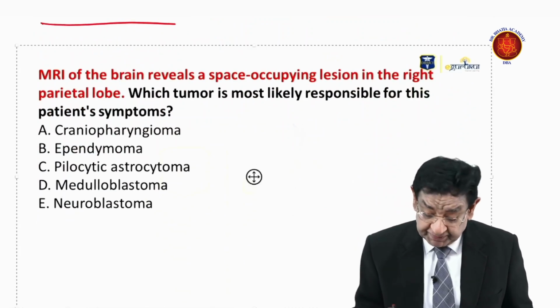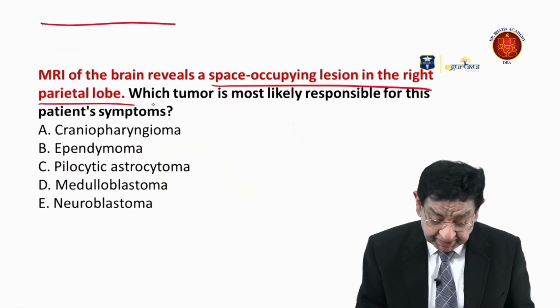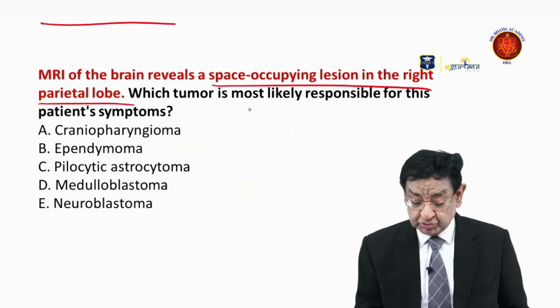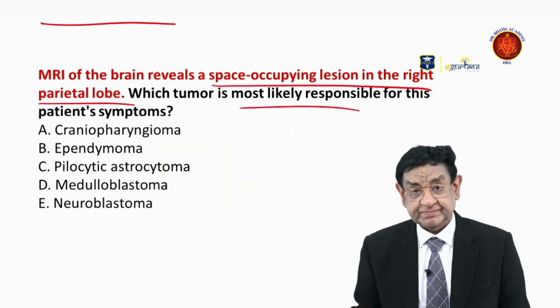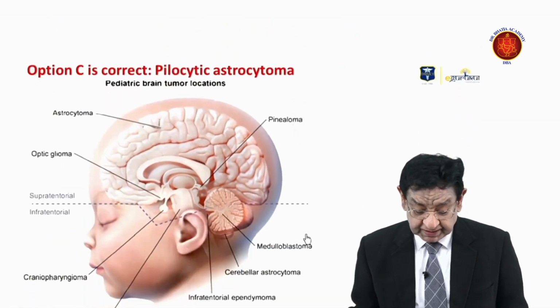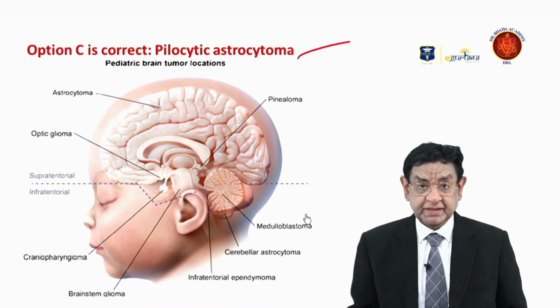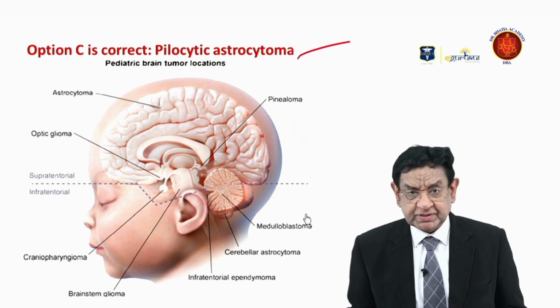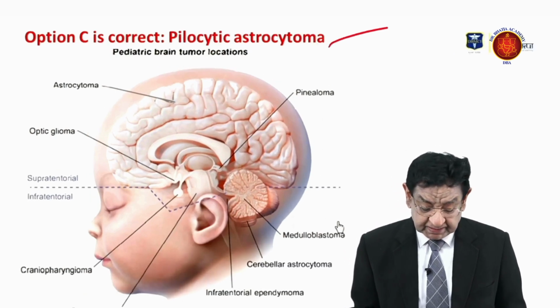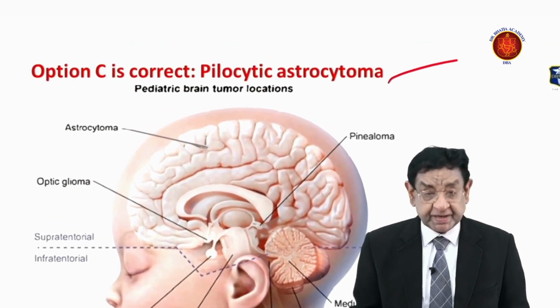MRI of the brain reveals a space occupying lesion in the right parietal lobe. Which tumor is most likely in this patient? Well, the answer is pilocytic astrocytoma. But before I discuss this question, let me tell you some basic concepts about pediatric brain tumors.